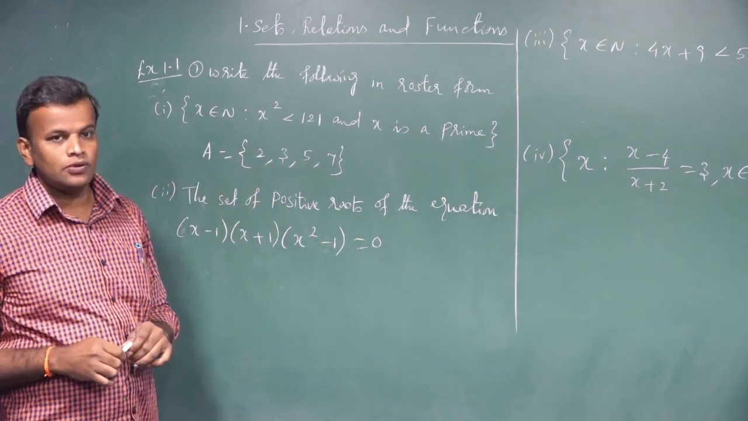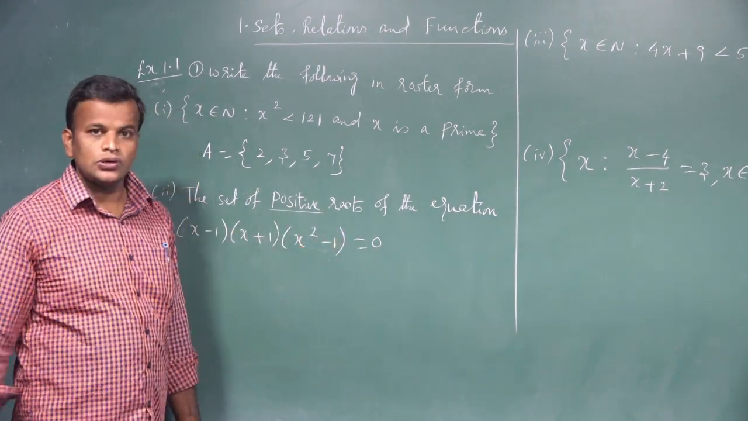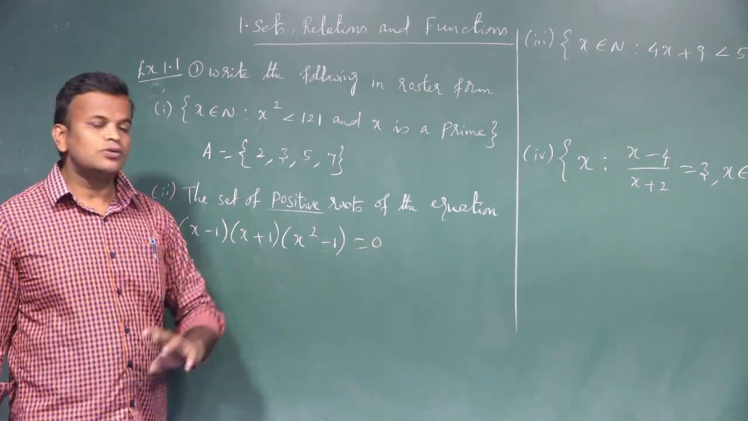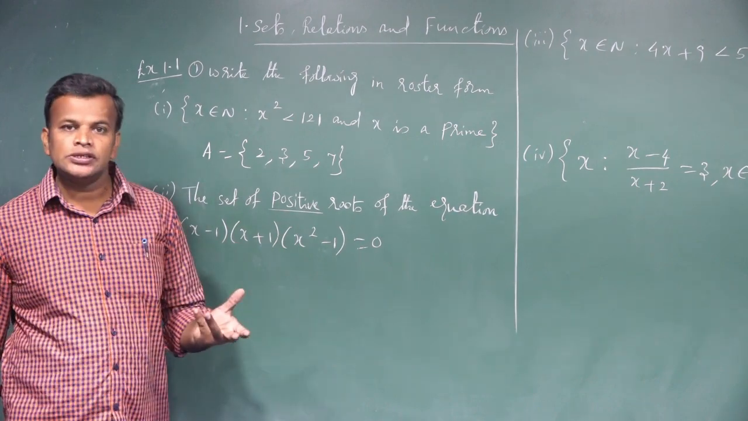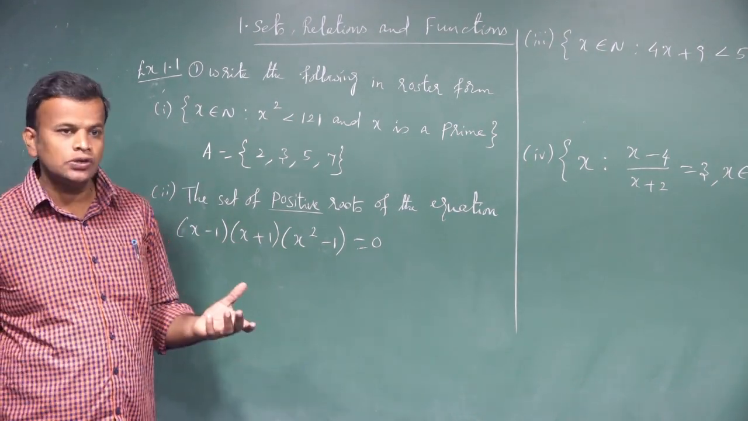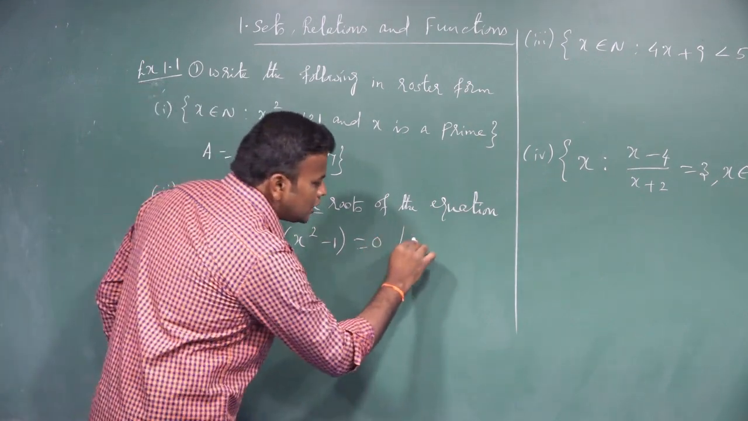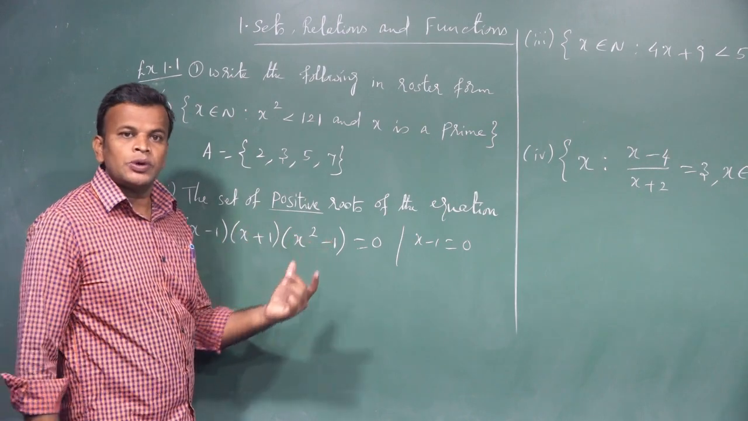Now to come to the second one. The set of positive roots is important. We write the positive roots of the equation (x minus 1)(x plus 1)(x square minus 1) is equal to 0. Product of these 3 factors is equal to 0 means any one factor should be equal to 0. Suppose the first factor is equal to 0: x minus 1 is equal to 0.